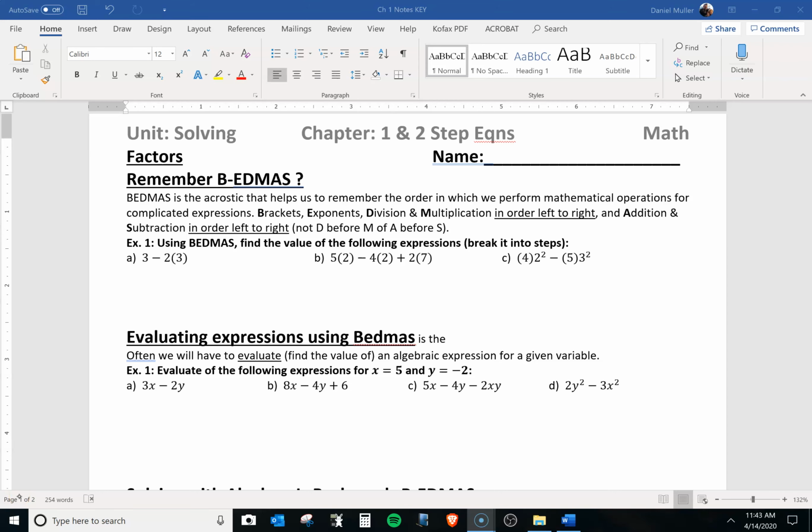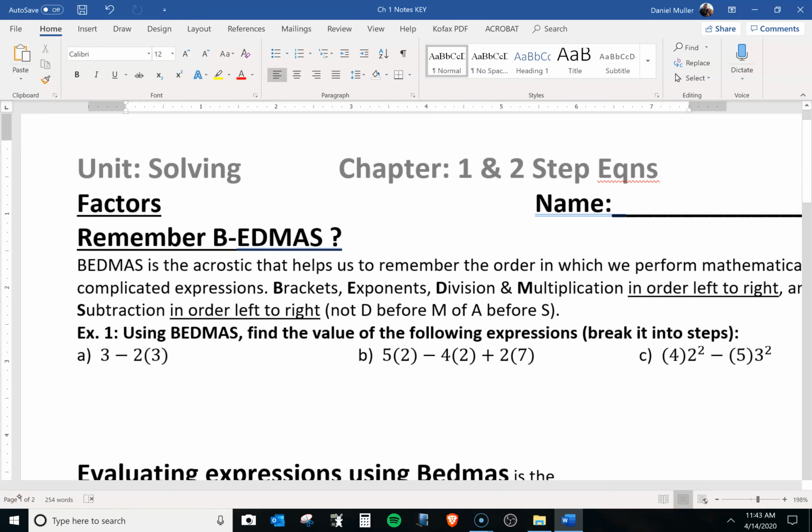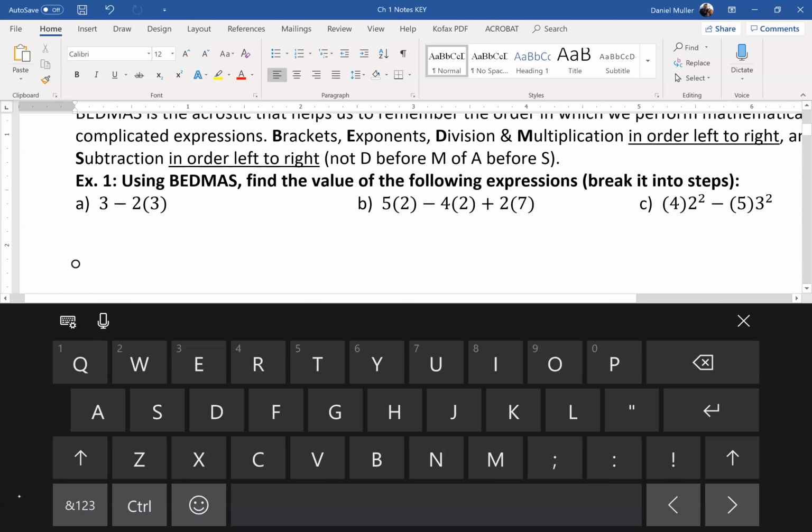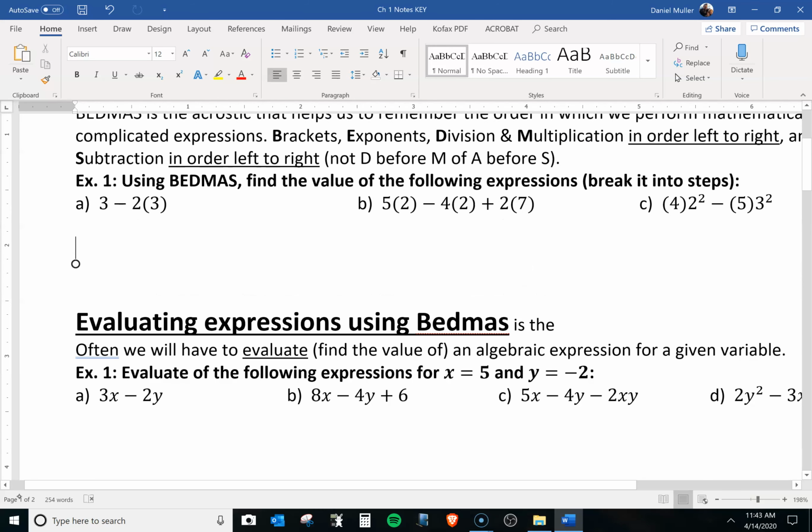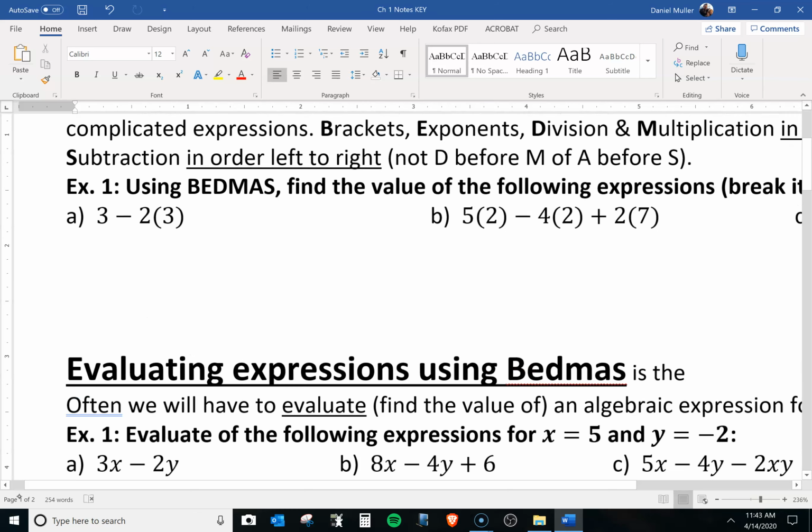This is our next unit here, solving. We'll start with some 1- and 2-step equations. Then we'll go into multi-step equations, brackets, fractions, and then inequalities. First, let's just remember some BEDMAS.